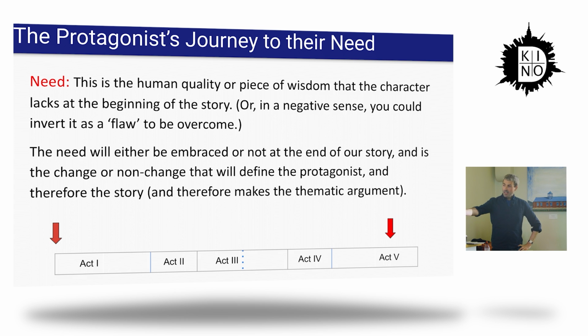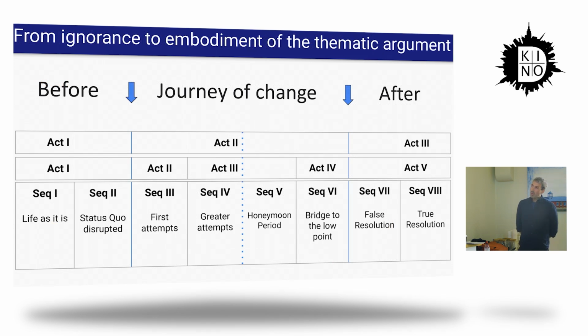So you're going to start here one way, and then at the end, they're going to embrace their need. Okay, so these are the poles of the need. So we're taking the character from ignorance to embodiment of the theme, of the thematic argument, even. So our 3-act structure is actually before, journey of change, and after. That's why we have 3 acts, okay? So it's not just a beginning, middle, and end.